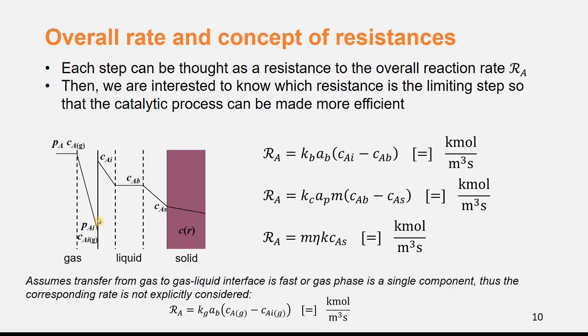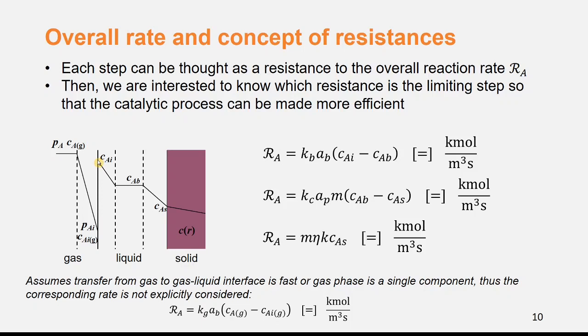Along the solid line or the gas-liquid interface, the gas phase and the liquid phase are in equilibrium with each other. So CAIG or PAI is related to CAI. CAI is the liquid concentration at the gas-liquid interface. I'm sure that you can remember that you can relate the gas phase and liquid phase equilibrium concentrations using Henry's law or Raoult's law. In fact, we will use Henry's law to do this later.